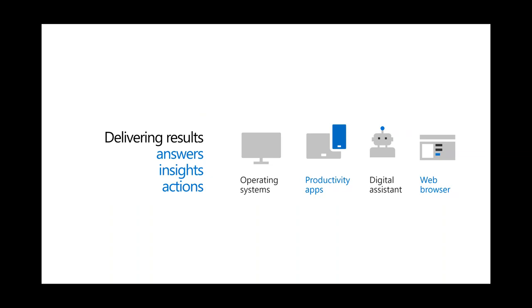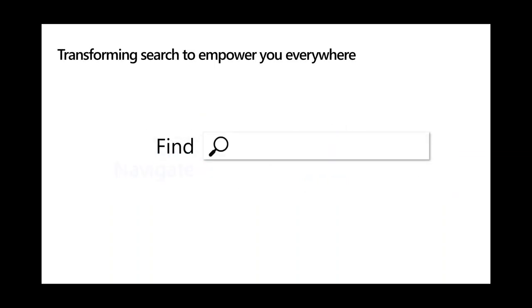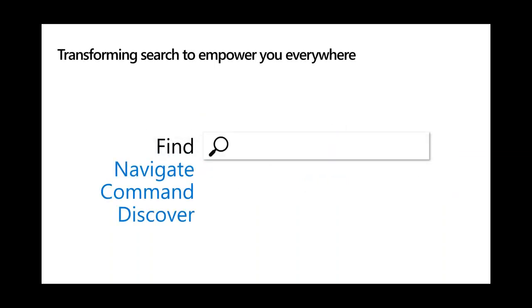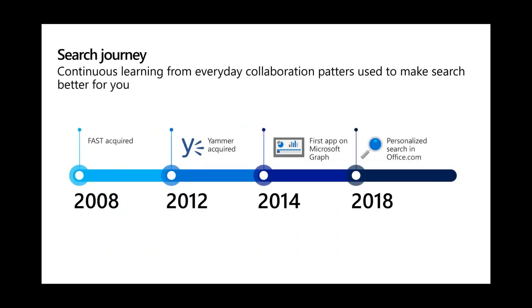So Microsoft Search is designed to deliver a coherent search experience regardless of the endpoint you execute your search from. So it's really taking search and turning it into something that can empower you wherever you are. So search follows you. One search to rule them all. So it's finding, it's navigating, as well as commanding and discovering.